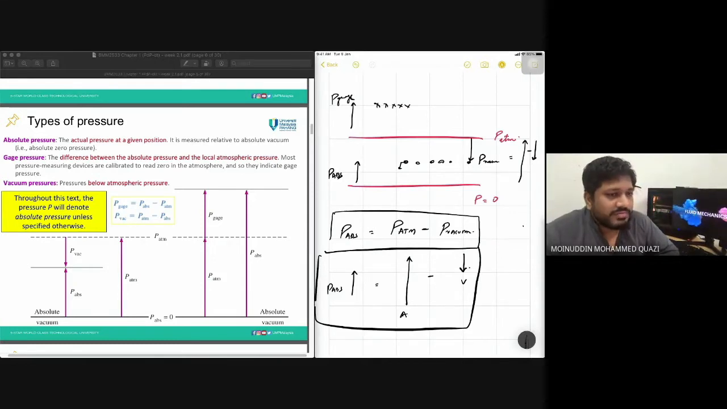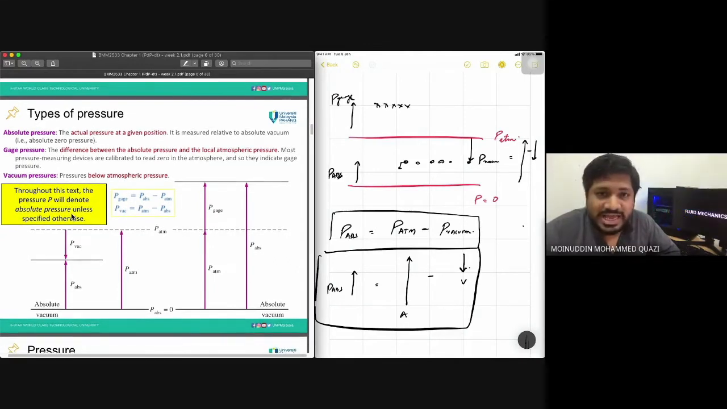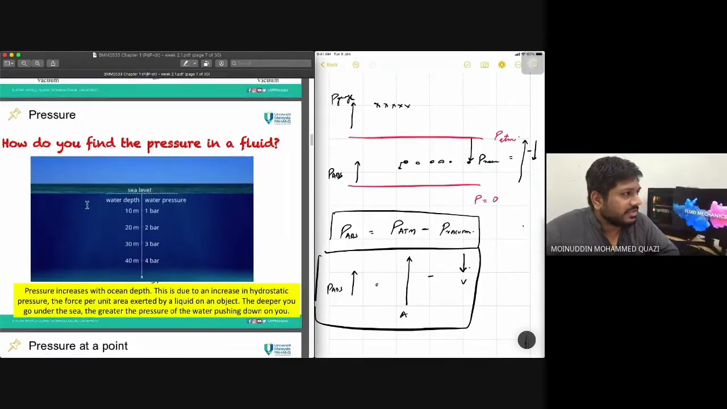Now in fluid mechanics, throughout the course, the pressure given is absolute pressure unless and until specified. So in the problem, if it is written that the pressure at this point is 20 megapascal, then it means that they are giving the absolute pressure. It means that they are considering the effect of atmosphere also. Unless and until they say the gauge pressure at this point is 20 megapascal, then obviously it means the gauge pressure is 20 megapascal. So this is the thing.